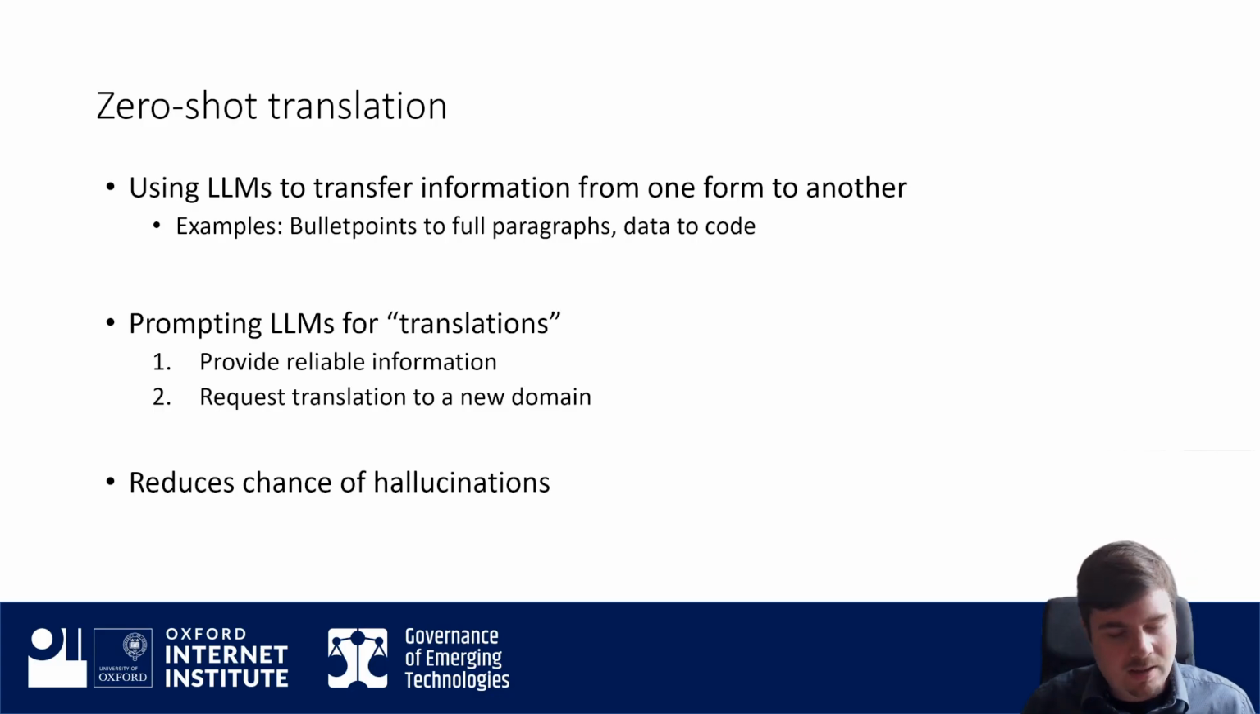Essentially, it's a restriction on how you as a user would use these models, so what sort of tasks you would give them or what sort of prompts you would give them. Essentially, what we're saying is if you're asking one of these models a question of fact, don't look at it as a reliable general source of knowledge. Rather, look at it as something that can translate reliable information you provide to it into some new form or into some new domain. So you prompt the models for translations in order to reduce the chance of hallucinations occurring.